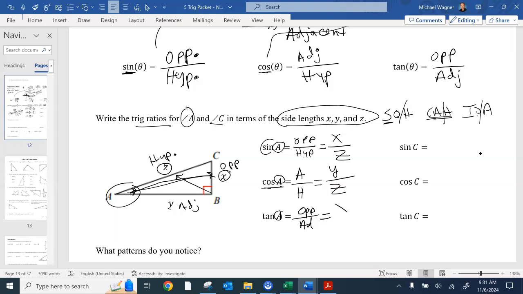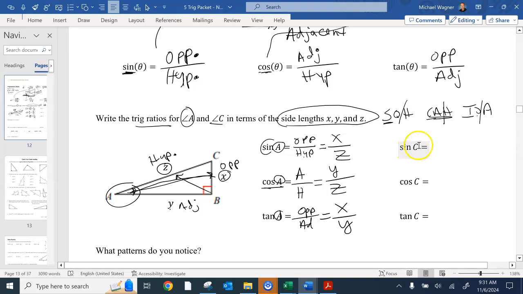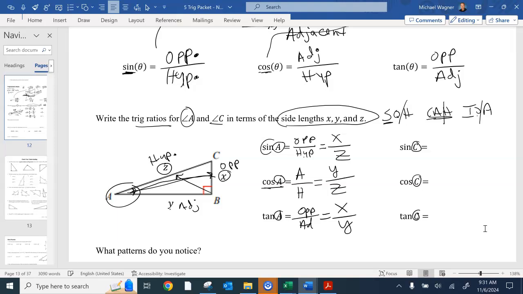Again, it is 0, and the adjacent is Y. Okay, so that's how it works. Now, you may want to try this one to see if you can get it and pause me. But if not, I'll go ahead and do it right now. So now we're going to jump to angle C. Okay, all these are angle C.